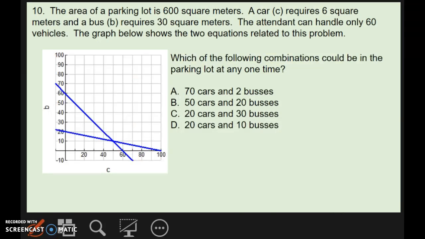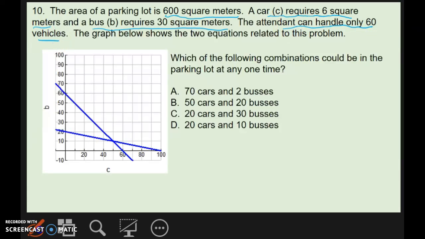So we've got a parking lot. It's got 600 square meters available in space. All right, so that's important information. 600 square meters. A car, which is C, so this is going to be our horizontal axis, requires 6 square meters. And a bus, B, which is our vertical axis, requires 30 square meters. Our attendant can only handle 60 vehicles.